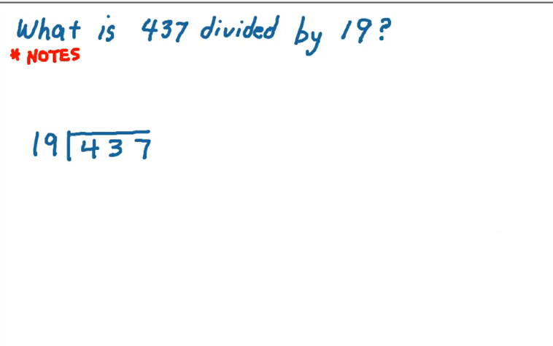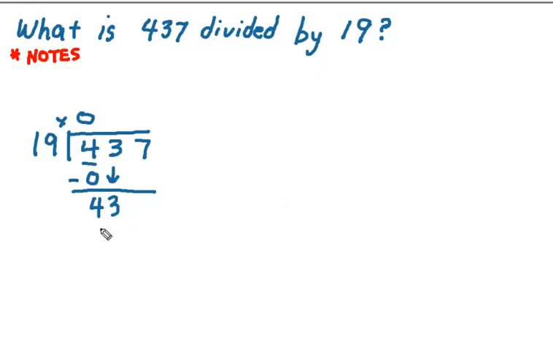So, first we would divide, and 19 goes into 4 zero times. And 19 times 0 is 0. Then after we divide, we will subtract, get 4, and bring down the 3. Then we go back to divide again.